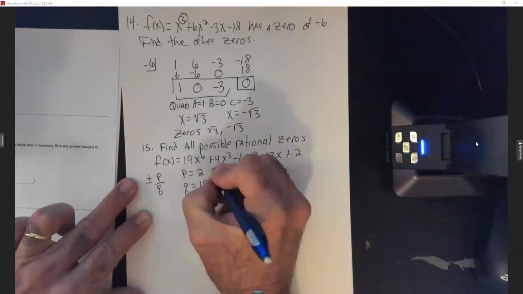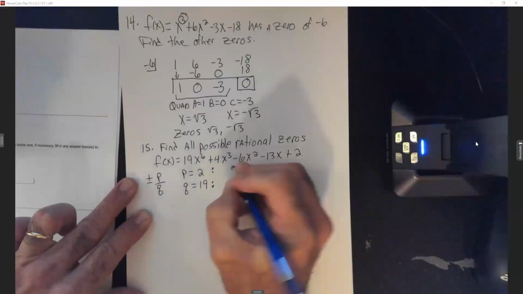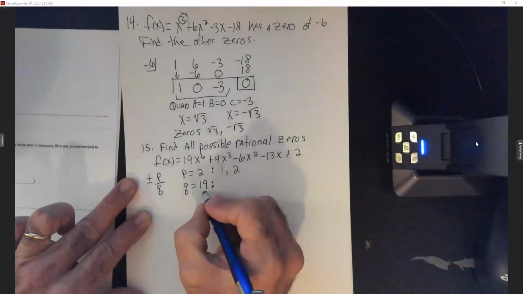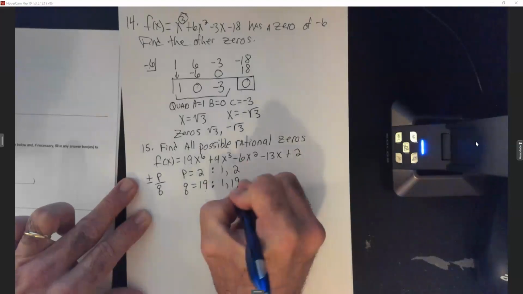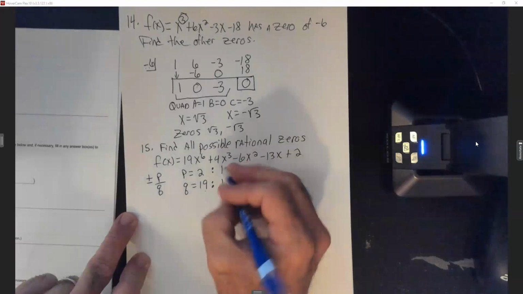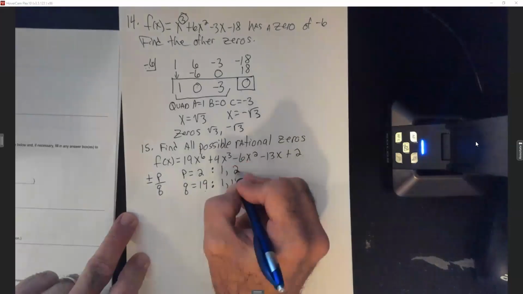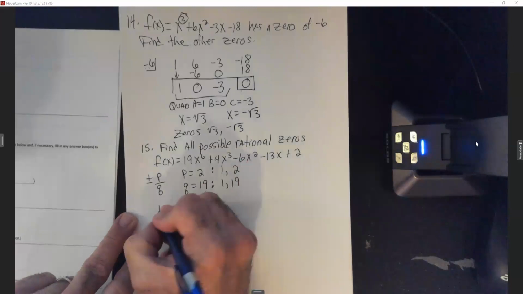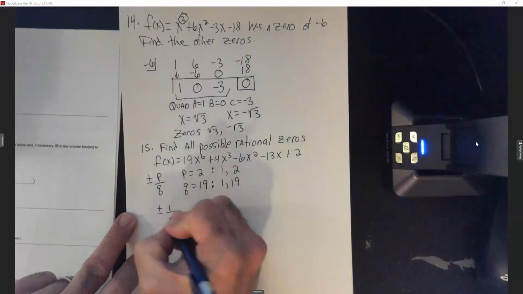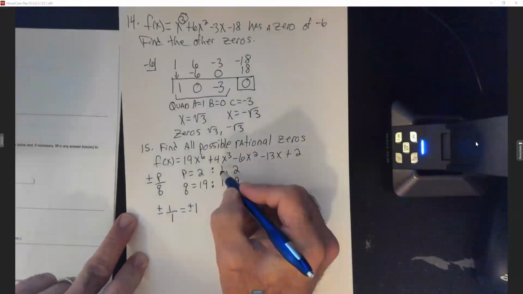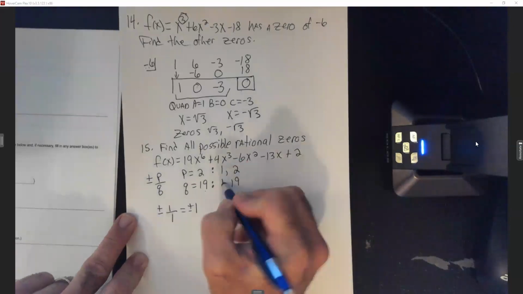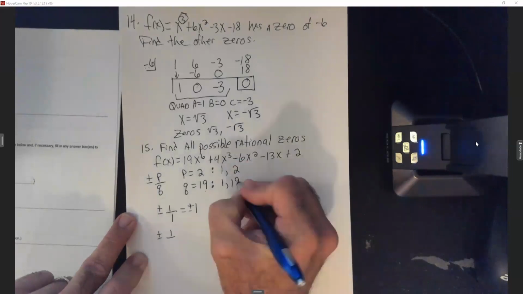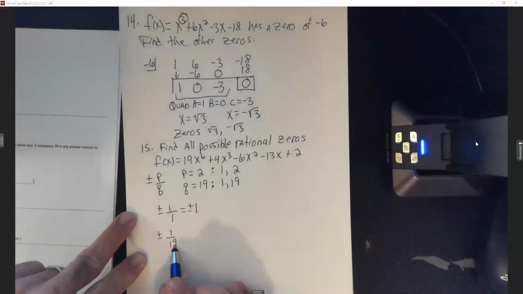So what you had to do was find all the factors of these. All the factors of 2 are 1 and 2. All the factors of 19 are 1 and 19. So we're going to take both of these numbers and divide by both of these numbers. So the first number will be 1 divided by 1, which turns into a 1. Now I'm going to do 1 divided by 19. That one doesn't reduce, so I'm done with it.